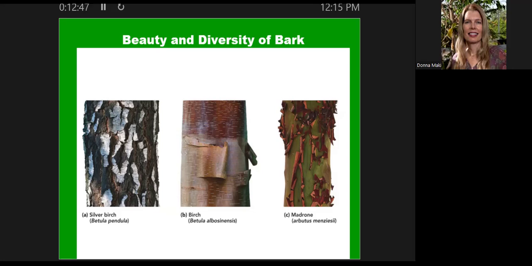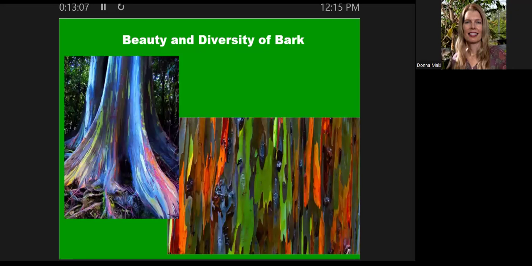So some bark, you can see here, all these lines, these are lenticels. I'll talk a little bit more about that. Sometimes you can't see the lenticels, they're there, but you need a hand lens and maybe even a microscope to tell the difference of what's going on there. And some bark is amazing. Like that's not photoshopped. That's real.